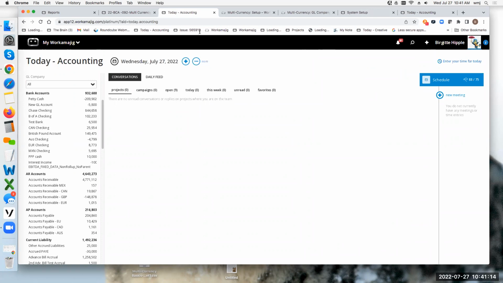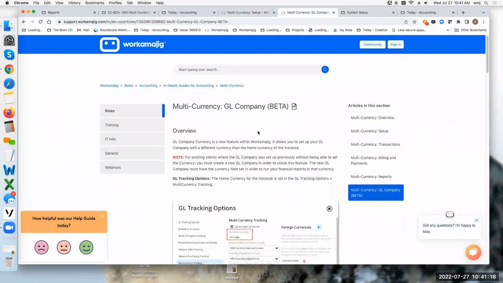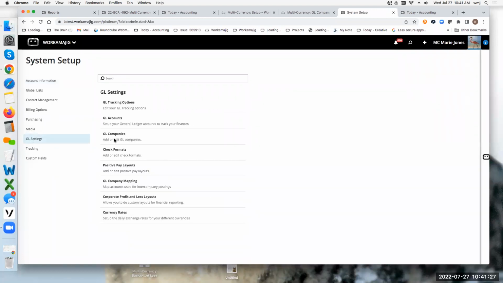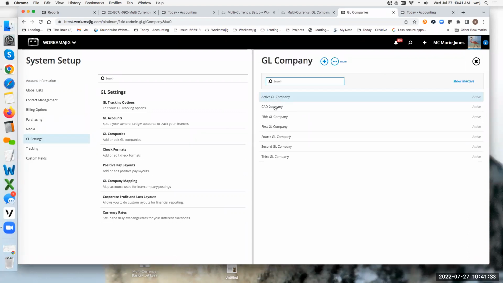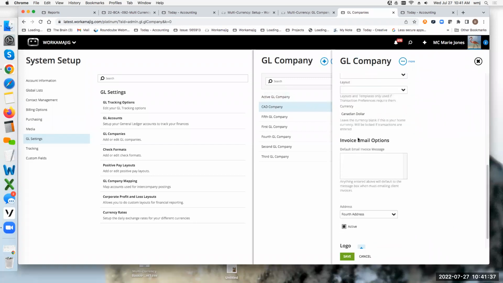Last thing is we have a new change coming. It's called multi-currency for GL companies. So that's the ability to come into your system, go to GL settings, come to GL companies, and actually set up a GL company with its own currency. So I've got a GL company here, and it has its own currency value to it.